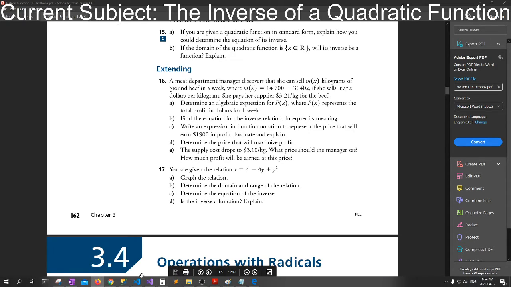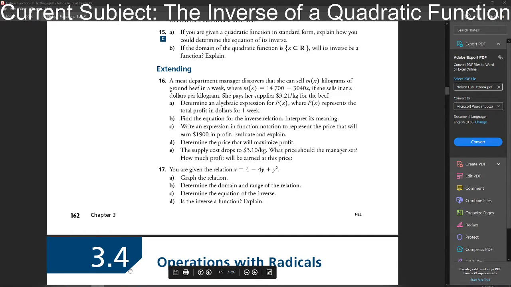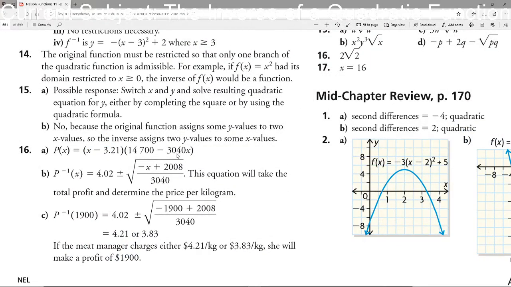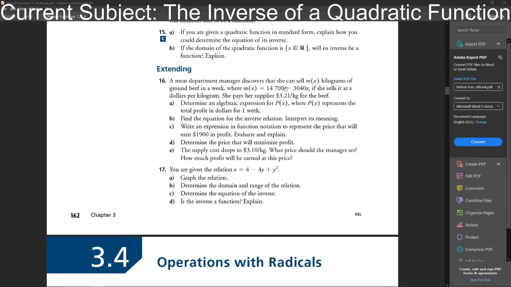Total profit for 1 week. So this is how many kilograms she sells. Oh, okay, and this is how much she's paying her suppliers. So this is how much money she's losing per kilogram. Okay.